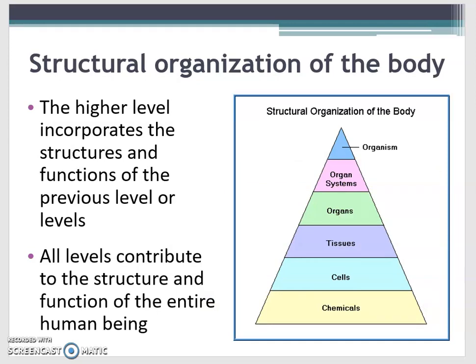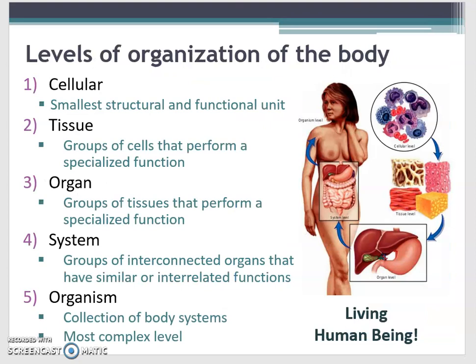Somewhere in the beginning, there was this pool of chemicals. We don't know how, why, or where, but they were there. Cells developed from that. Cells joined together to become tissues. Tissues become organs. Organs became systems. And then, before you, the organism. The higher level incorporates structures and functions of the previous level of organization, and all levels contribute to the function of the entire human being. And that's a very important thing.